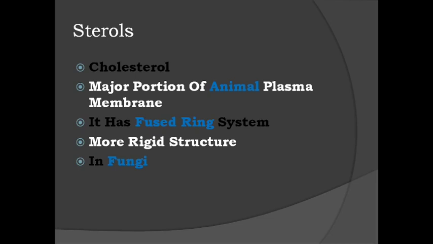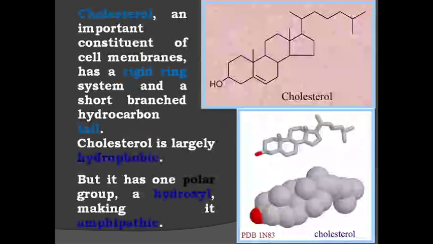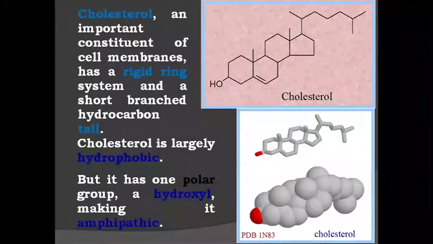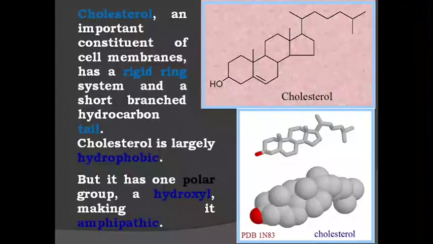Plants also have cholesterol molecules in their membrane. Also, they have other types of lipids like stigmasterol and beta-sitosterol, which differ in aliphatic side chains. Fungi also contain sterols. 50% of the lipid of the outer leaflet of the plasma membrane in eukaryotes is cholesterol. Here we can see the structure of cholesterol and the space-filling model.